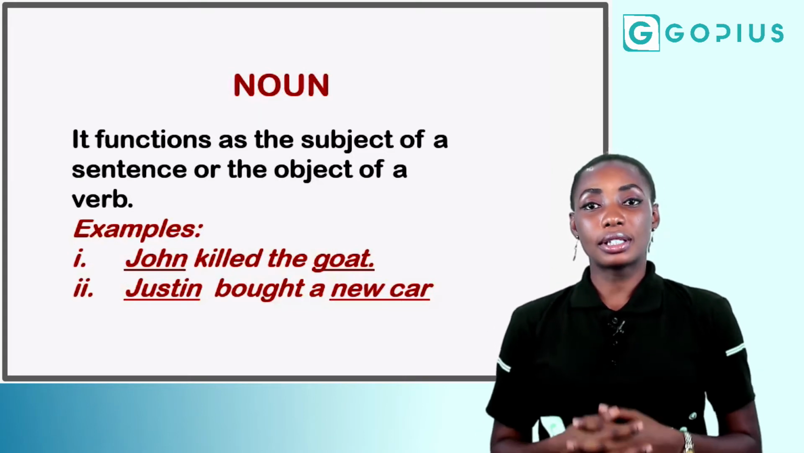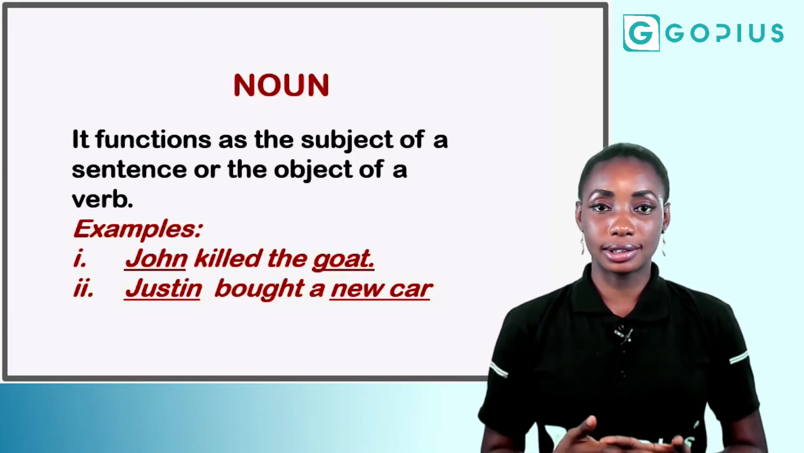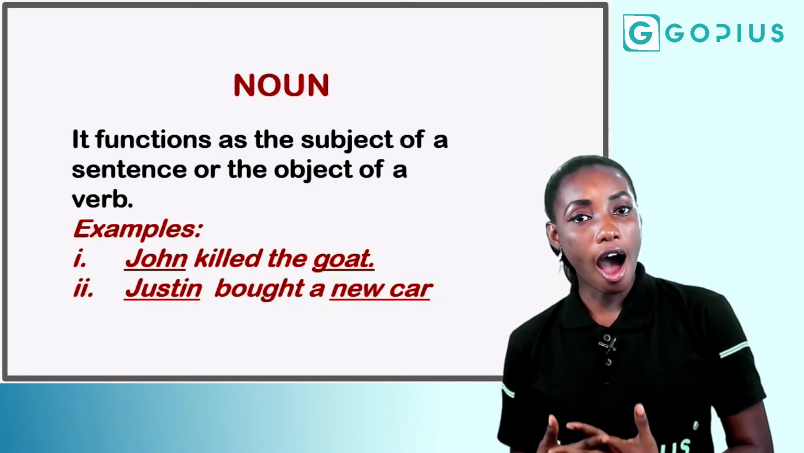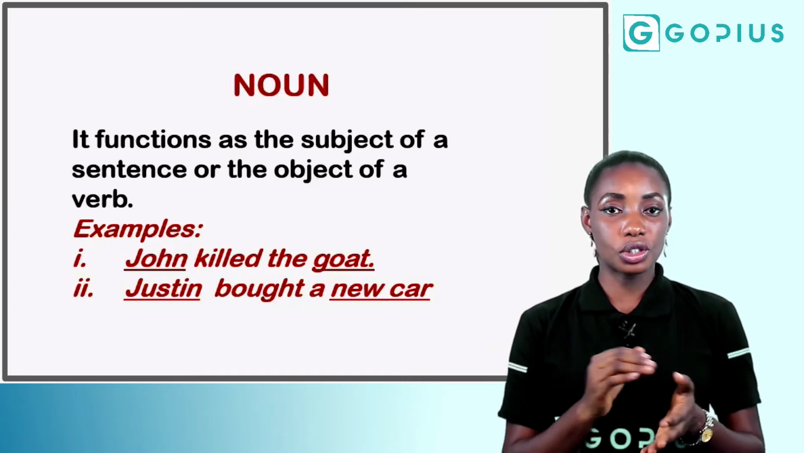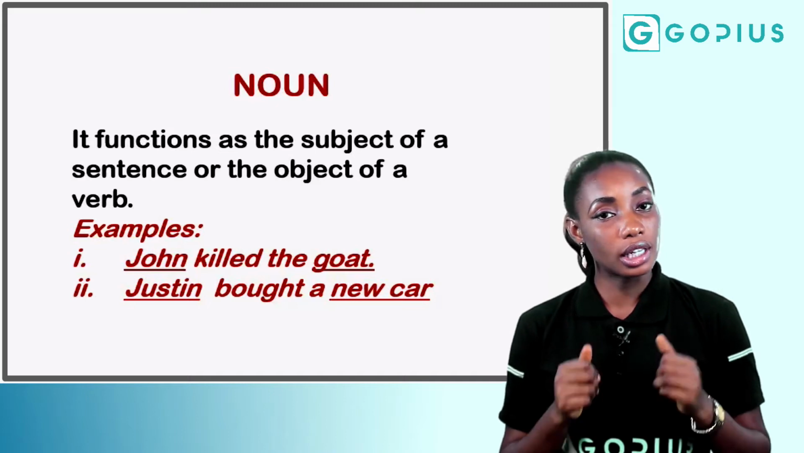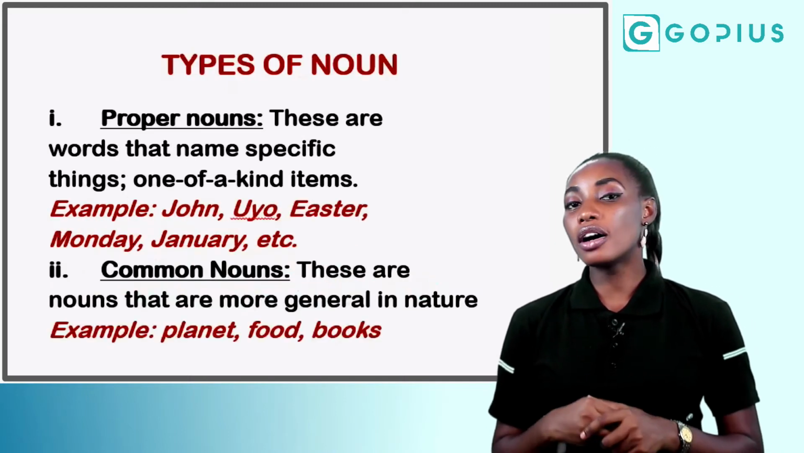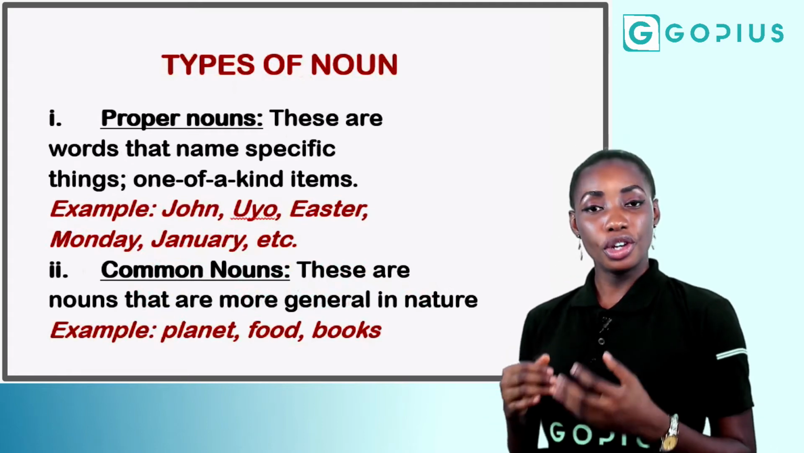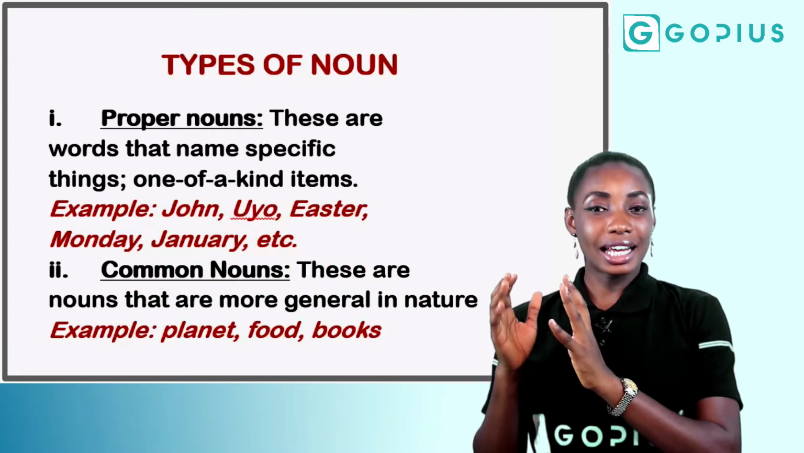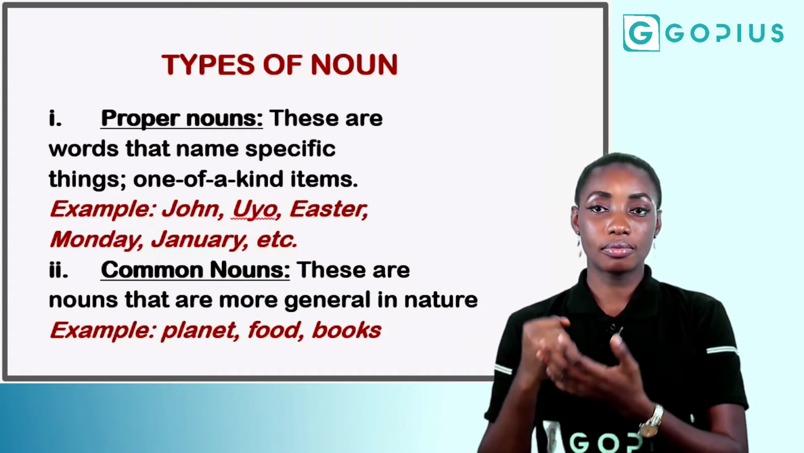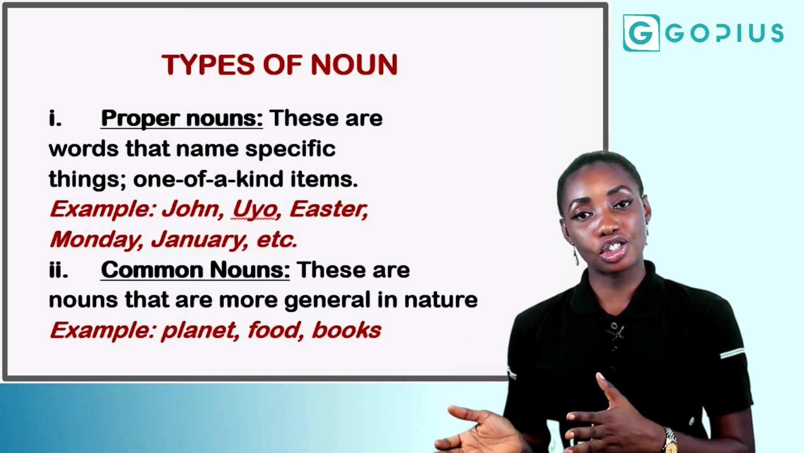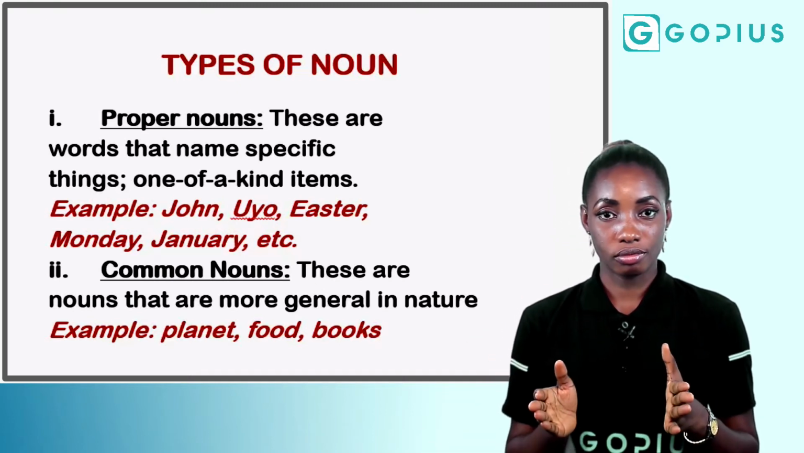With the second example, we have Justin bought a new car. We have Justin, which is the subject, that's a noun, the name of a person. Bought, that is a verb. Then we have a determiner. New car: new is an adjective. Then we have car being the object of the action bought. Justin bought a new car. So that's it. We're moving on to the types of nouns.